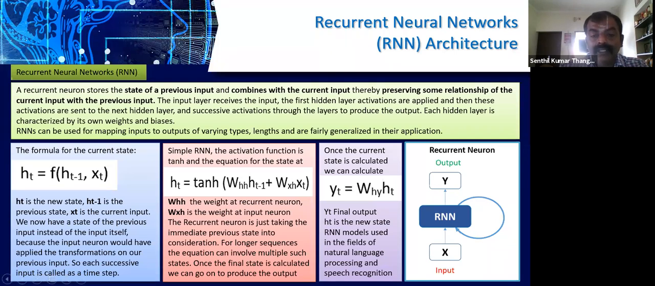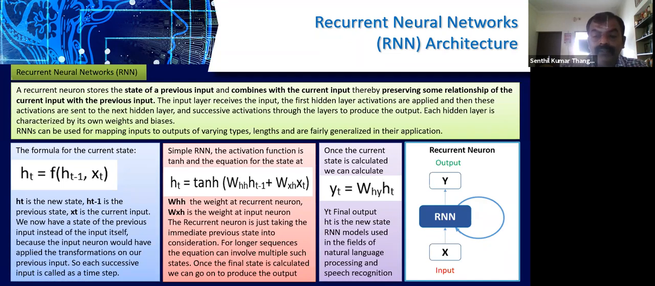This is because the recurrent neuron has the knowledge to process the incoming data and compare it with the previous data that it has already learned, right? So the formula here, we will try to specify the formula for the current state. The current state is given as h suffix t. h suffix t is expressed as a function of h suffix t minus 1, that's the previous state, comma, the current input. The current input would be x suffix t, right?